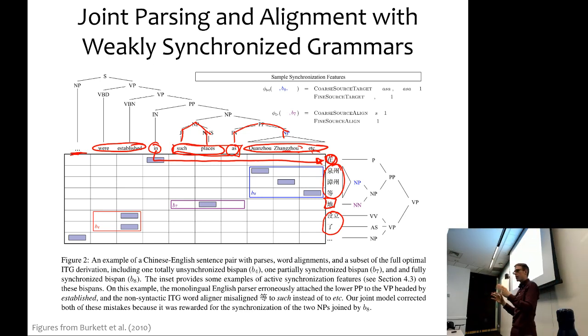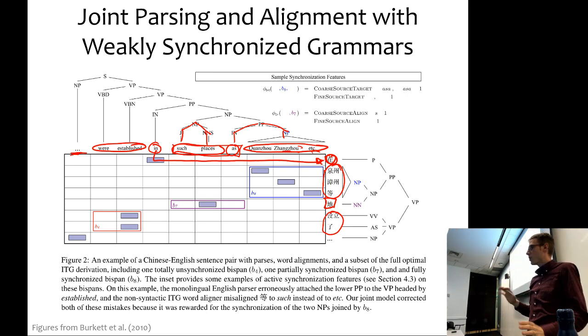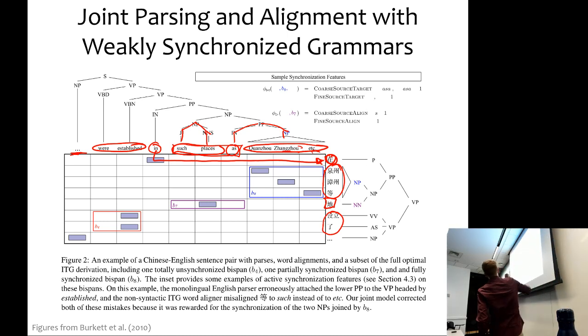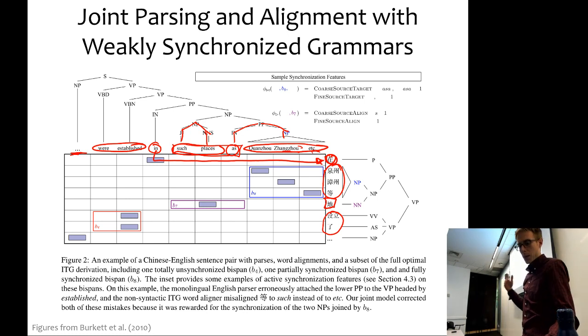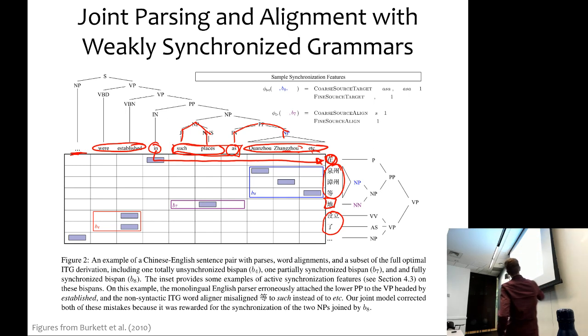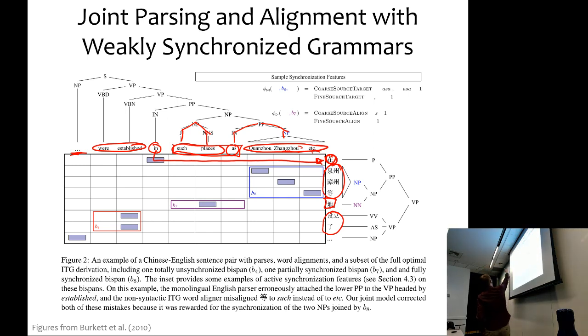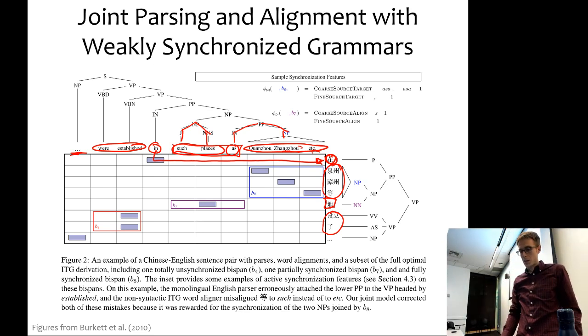Okay, so you can see what's going on is that in this translation, there's a lot of movement between these different subphrases. Okay, but if you know something about the subphrases, it might actually help you figure out how the different words align. Okay, so the goal of joint parsing and alignment is to simultaneously figure out which words are aligned to each other and also generate these syntactic parses for the two sentences, these trees for the sentences.